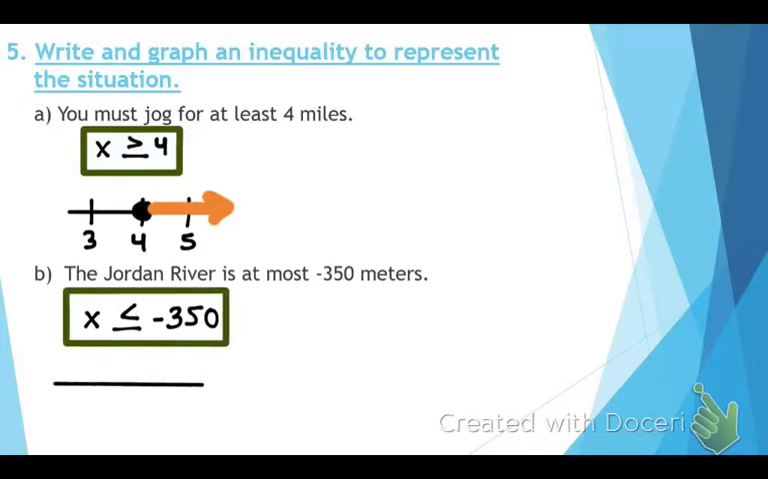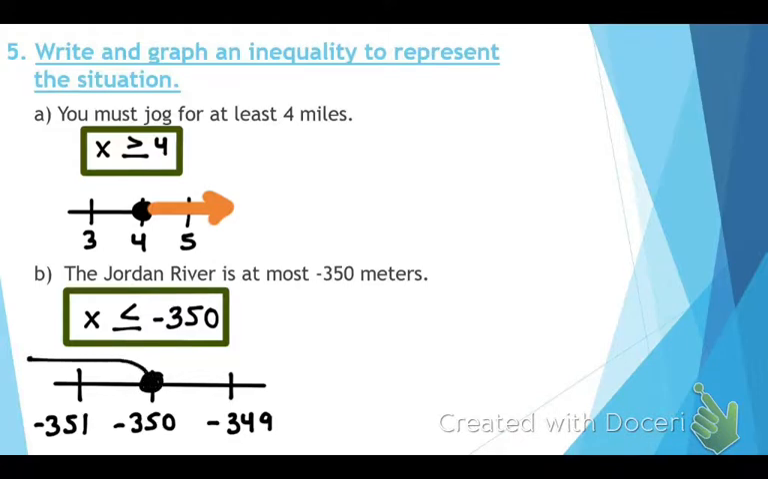Now let's graph it. What goes in the middle? -350. What is one smaller? -351. Remember, as you are graphing negative numbers, it looks backwards, but it's not backwards. Is this open or closed? Closed. And should it go to the left or the right? It goes to the left.